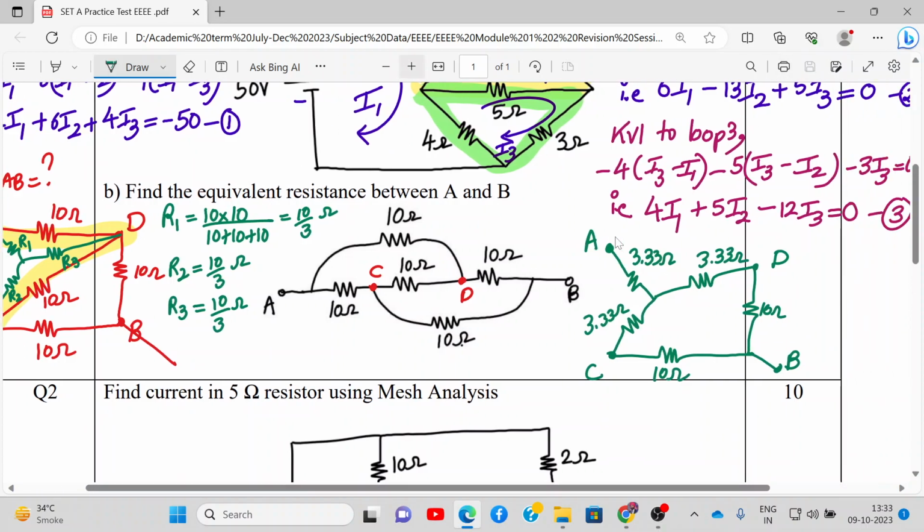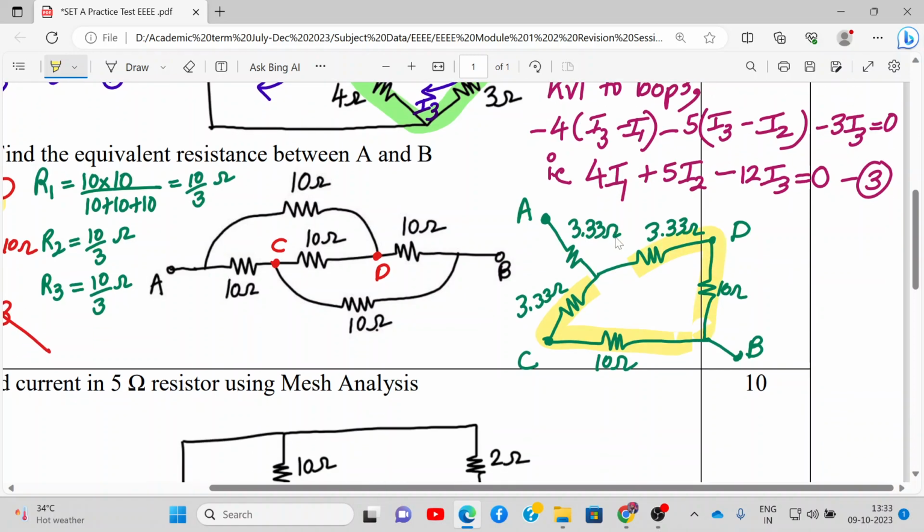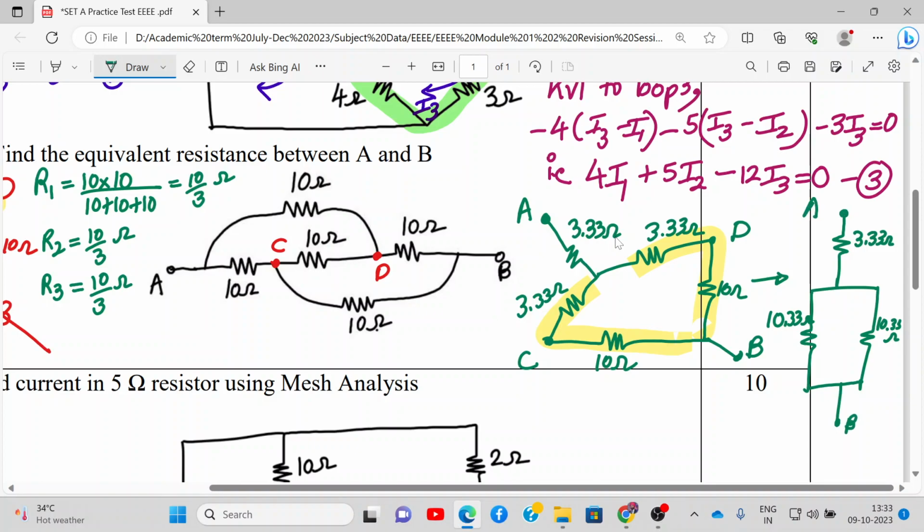All right. So now we need to find the equivalent resistance between A and B. Now if you see carefully, these two resistances are in series. Similarly, these two resistances are in series. So how does the network go now? So we have 3.33 ohms resistance, and then we have two resistances of value 10 plus 3.33, that will be 10.33 ohms, and here also we have 10.33 ohms. All right, and here we have B. This is A and this is B.